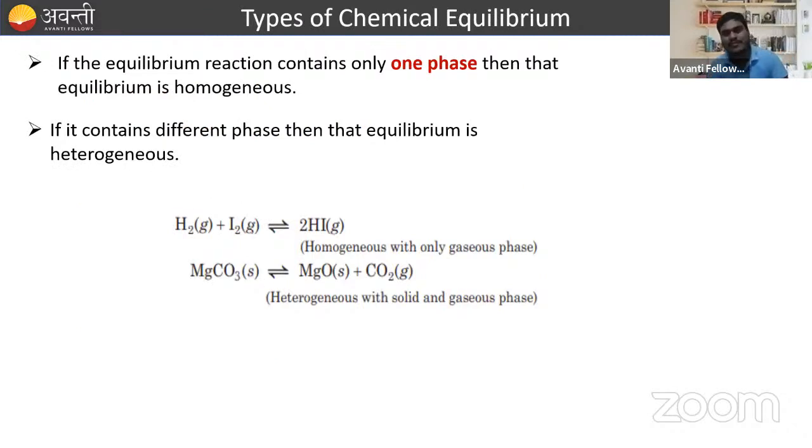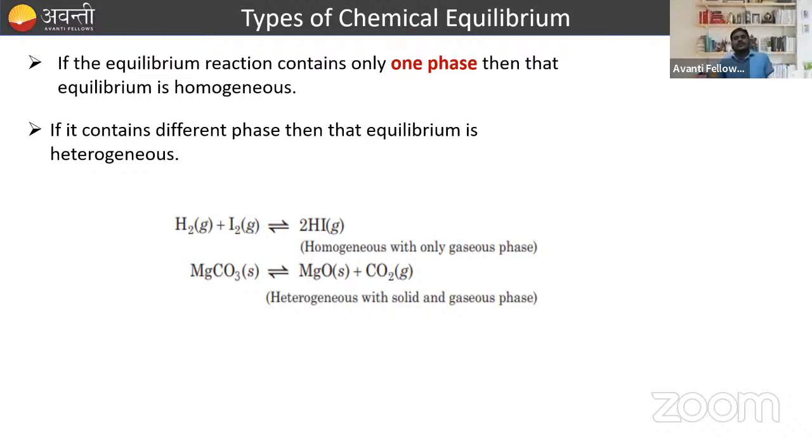Now, what are the types of chemical equilibrium? We can classify chemical equilibrium into two types: homogeneous and heterogeneous. If the equilibrium reaction contains only one phase, then the equilibrium is homogeneous. Similarly, if it contains different phases, then that equilibrium is called heterogeneous.